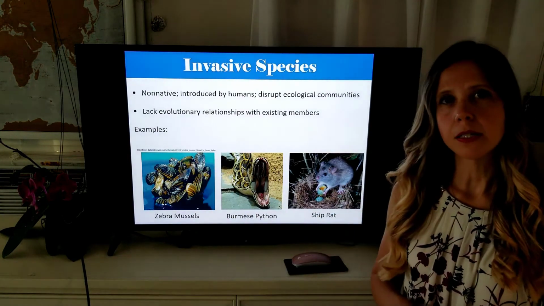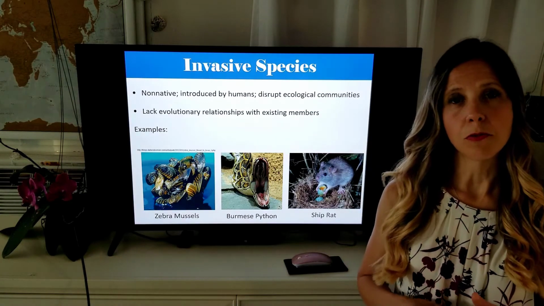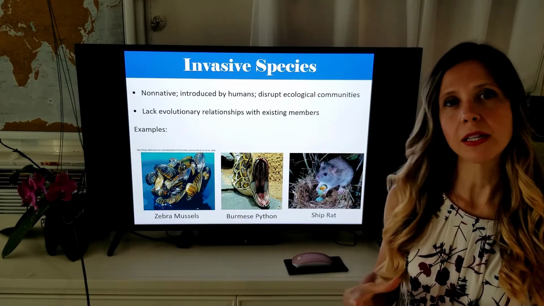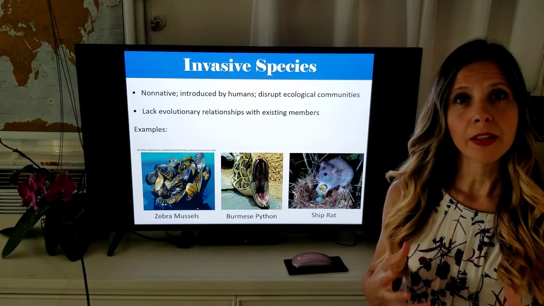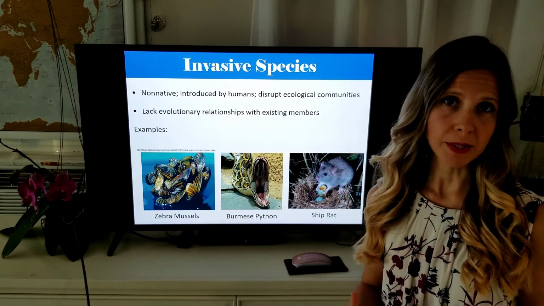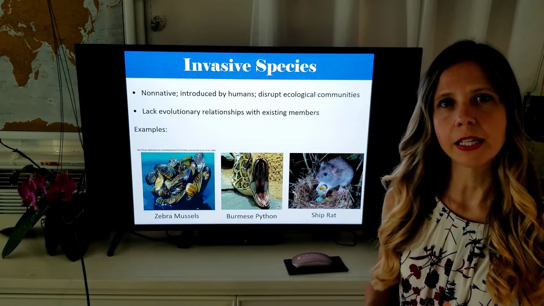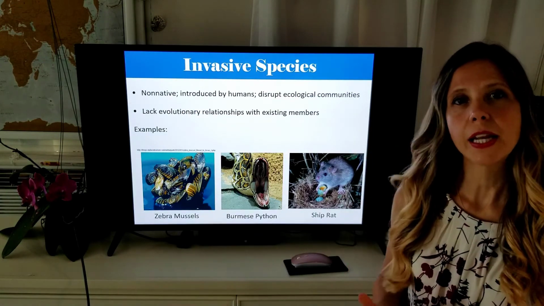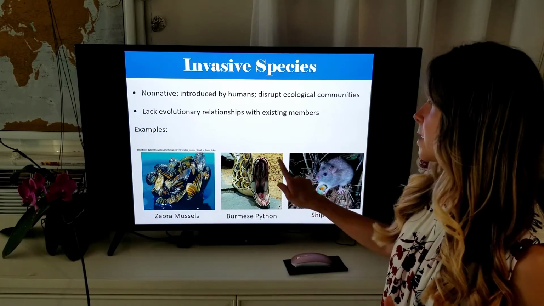Our zebra mussels, these are native to Russia, and they were brought to the Great Lakes in the 1980s within the ballast water of ships. Now, these mussels are much better at obtaining food, so they're outcompeting the native mussels and pretty much taking over those communities. The next example we have over here is the Burmese python.